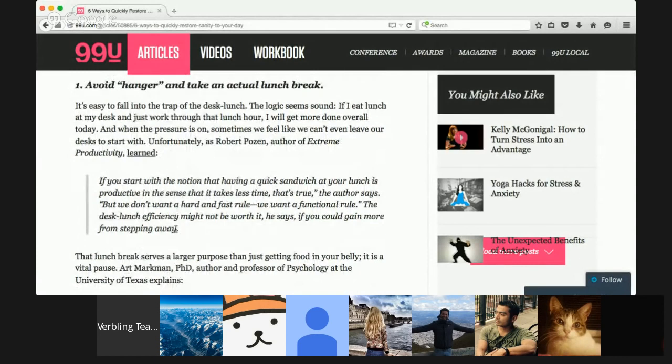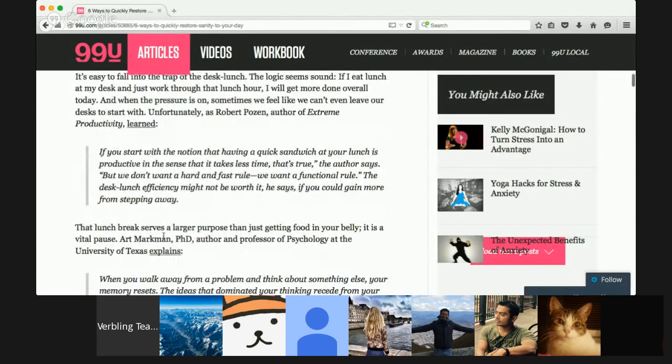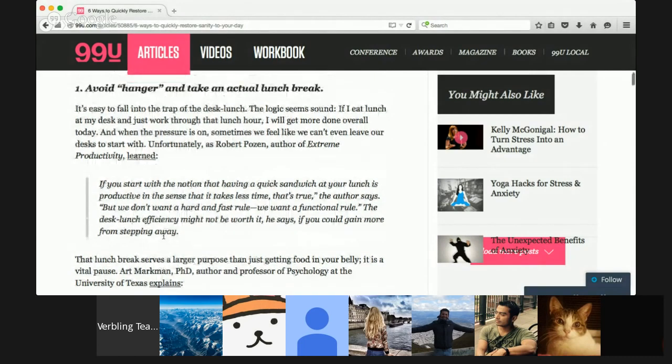if you start with the notion that having a quick sandwich at your lunch is productive in the sense that it takes less time, that's true, the author says, but we don't want a hard and fast rule. We want a functional rule. The desk lunch efficiency might not be worth it, he says, if you could gain more from stepping away. Lovely expression, Ksenia. Thank you.